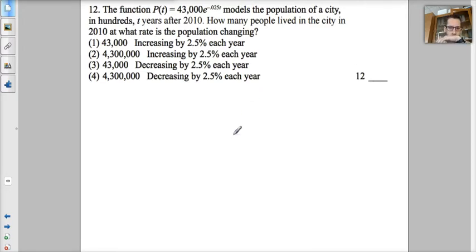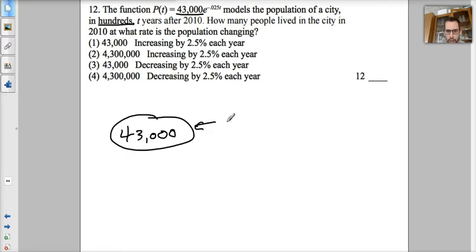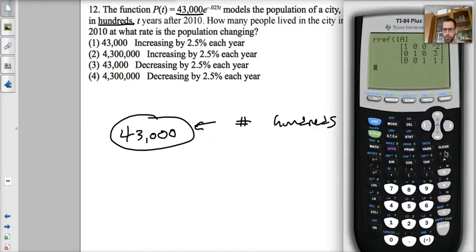All right, 12. This is some function. It models the population of a city in hundreds 2 years after 2010. How many people lived in the city in 2010? And at what rate is the population changing? So it says that it's modeling the population in hundreds. So this is where I'm starting. So I am starting at 43,000, but this represents the number of hundreds we have. So if we have 43,000 hundreds, I need to take 43,000 and multiply it by 100.